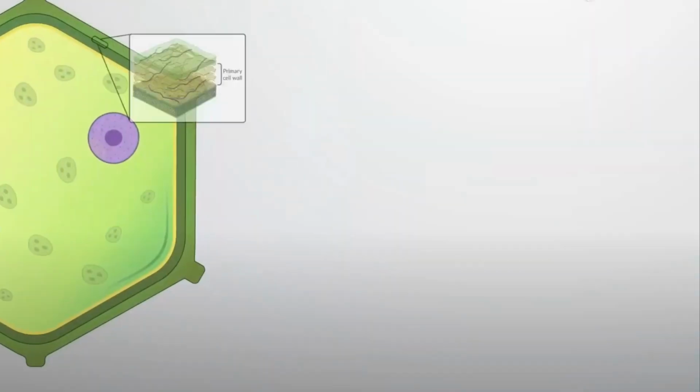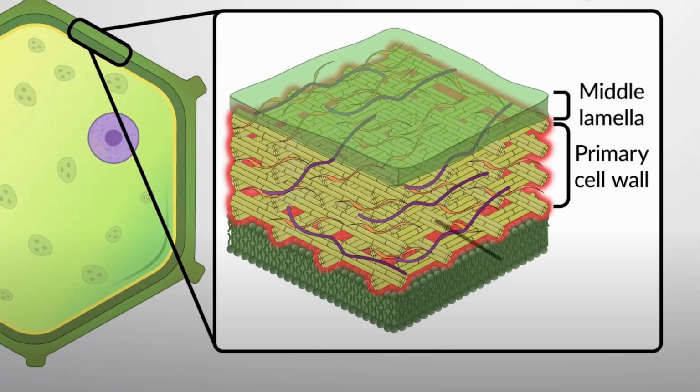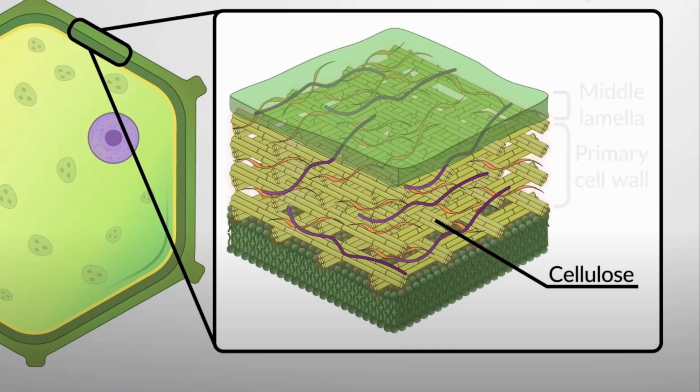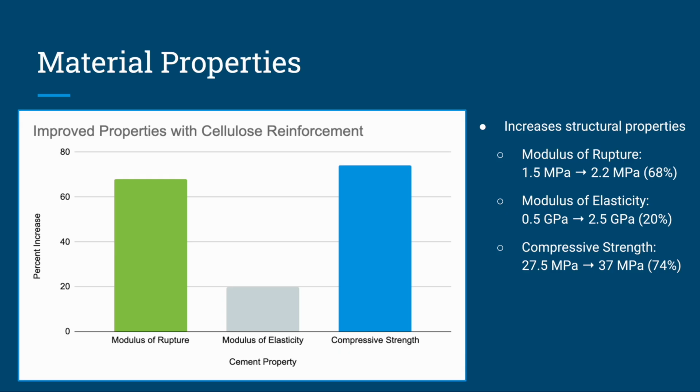As mentioned, cellulose is a bioproduct that is found in the cell walls of plants. In the wood matrix, cellulose acts as a structural component, providing strength and rigidity, making it an ideal natural additive to cement. A study conducted in 2011 found that the addition of cellulose from recycled paper into cement improved the modulus of rupture, modulus of elasticity, and compressive strength.